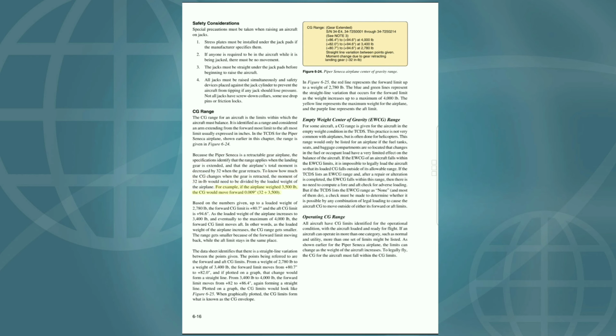For example, if the airplane weighed 3,500 pounds, the CG would move forward 0.009, 32 divided by 3,500, based on the numbers given, up to a loaded weight of 2,780 pounds. The forward CG limit is plus 80.7, and the aft CG limit is plus 94.6. As the loaded weight of the airplane increases to 3,400 pounds, and eventually to the maximum of 4,000 pounds, the forward CG limit moves aft. In other words, as the loaded weight of the airplane increases, the CG range gets smaller. The range gets smaller because of the forward limit moving back, while the aft limit stays in the same place.